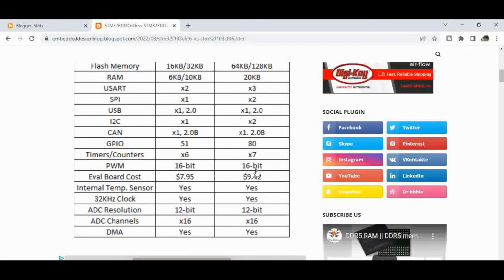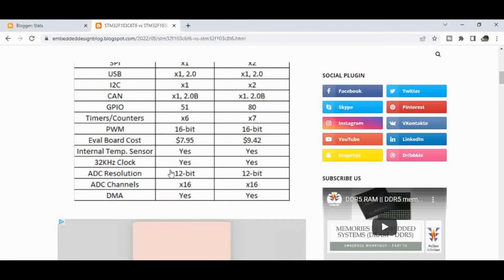And from the timers and counters perspective also, there is a difference. You can see the evaluation boards are compared as well. This one comes around $7 to $8, whereas this one is around $9 to $10, so a little on the higher side. The internal temperature sensor and RTC clock are the same. ADC resolution and ADC channels are also the same, and DMA availability is the same across.